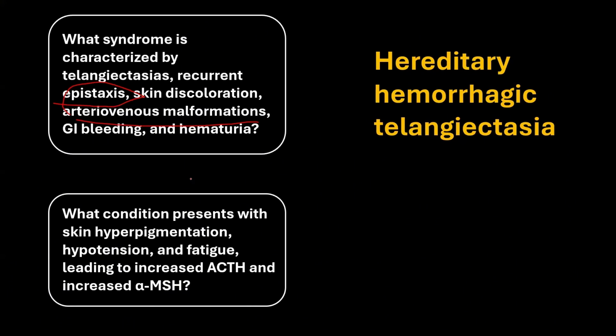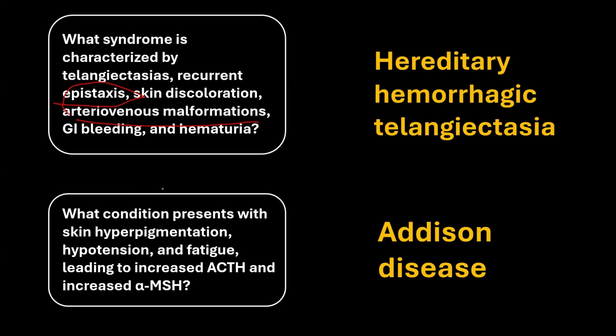Next, what condition presents with, and if you need a refresher on the inherited cancer syndromes, we have a video on it that Xander can link in the chat. What condition presents with skin hyperpigmentation, hypotension, and fatigue? And there's increased ACTH and then increased alpha MSH. Good. Addison's disease. What is Addison's disease? Yeah, good. Primary adrenal insufficiency.